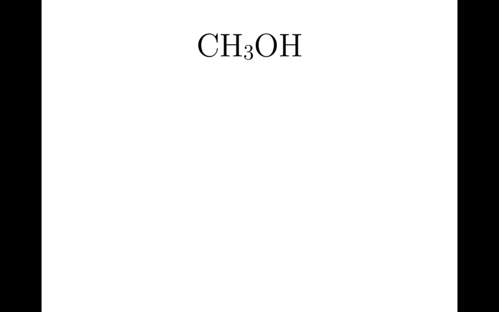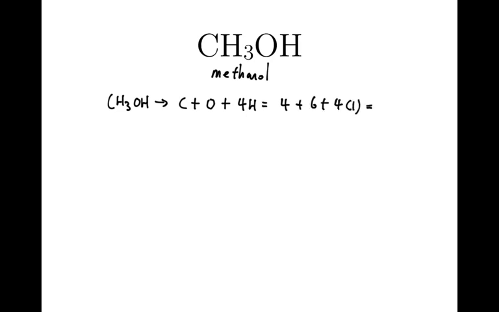In our last molecule, CH3OH, this molecule is known as methanol. In CH3OH, we have 1 carbon plus 1 oxygen plus 4 hydrogens. So we have 4 plus 6 plus 4 times 1, for a total of 14 valence electrons.